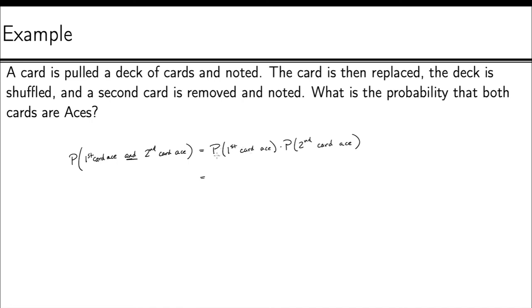For the first card that we draw, we want to know how many ways we can draw an ace, and that's 4 out of the total number of ways we could draw a card, which is 52 cards. And then times, for our second card, we've replaced that first card, and so nothing's changed. We're just doing the same exact thing. So again, there's 4 ways we can draw an ace, and then 52 total cards. So this is 1/13 times 1/13. So that's 1 out of 169.